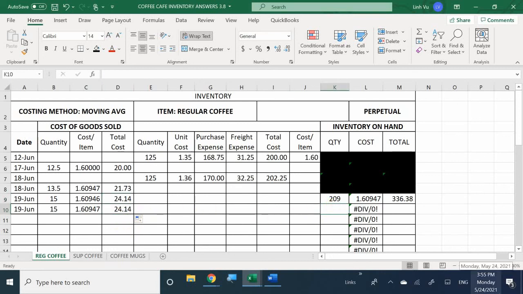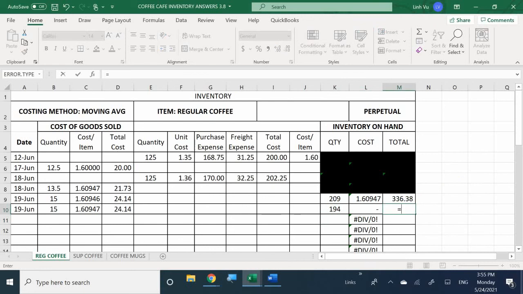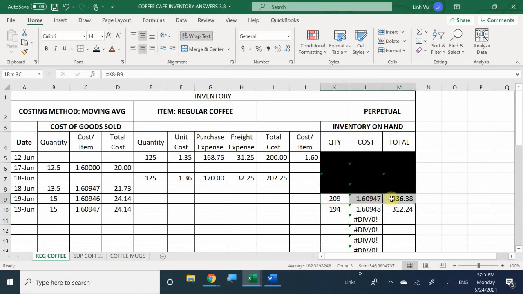And you want to update over on the right side? It should be 194, and let's see, 312.24 for the total. 312.24. Good. Yep, it should give you 1.60948. So each one is getting more expensive now.